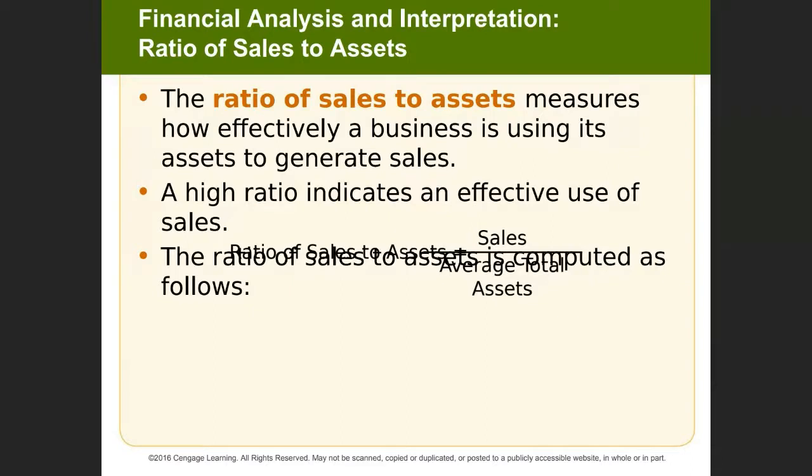So to find the ratio of sales to assets, you're going to take your sales divided by your average total assets, and that's going to give you the ratio of sales to assets. And this is going to tell you how effectively the business is using their assets to generate sales.